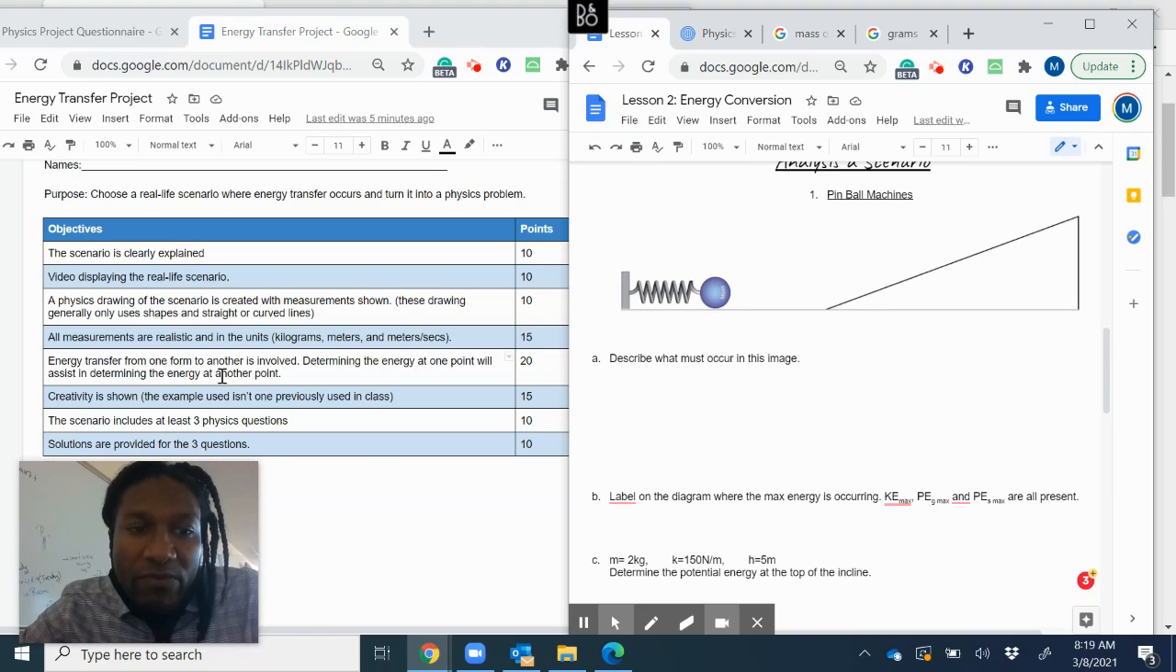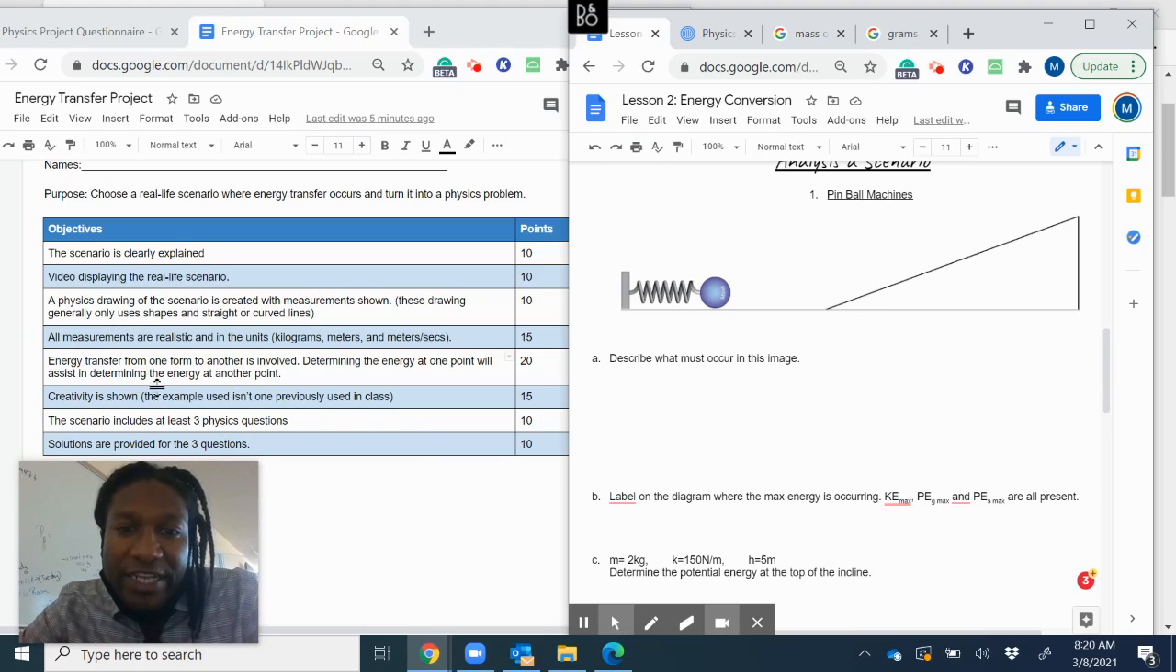Energy transfer from one form to another is involved. So in mine, I started with spring potential energy, and then it changed into kinetic. And then even when it rolled up here, it went to potential gravitational. So for mine, I had three. If you're in a group of two, you only have to have two. If you're in a group of three, you've got to have three. If you're a group of four, you can either have two scenarios where you have two transfers each, or your transfer has four. Up to you, your choice.